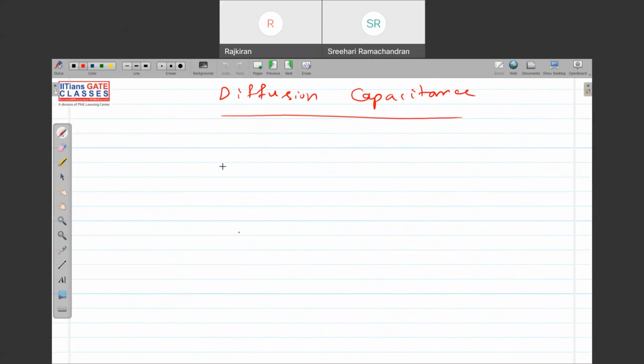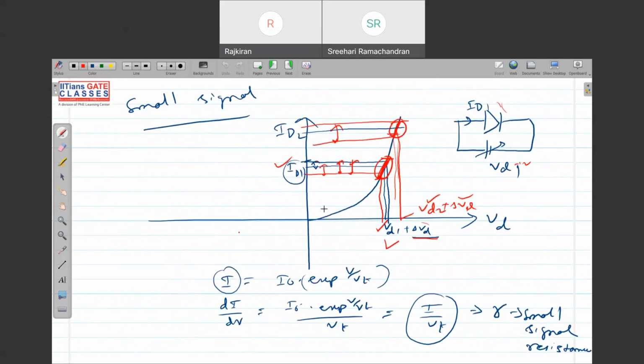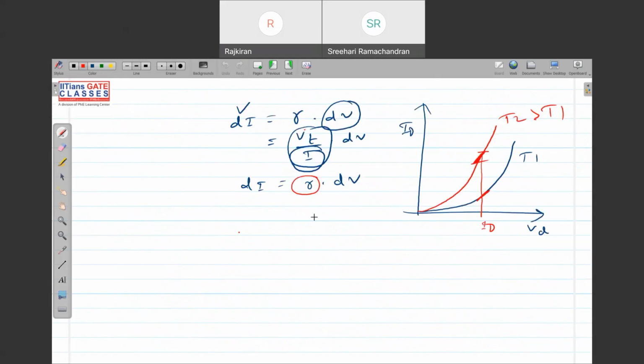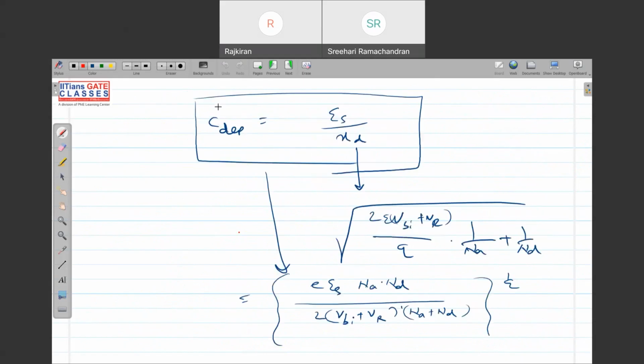Diffusion capacitance occurs in forward bias. Generally we have assumed the depletion capacitance is in reverse bias, but even if VD is equal to 0, definitely there is some diffusion capacitance. Even in forward bias there is some; the sign should change from plus to minus, but the diffusion capacitance will not be 0.